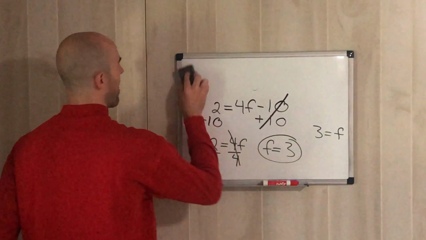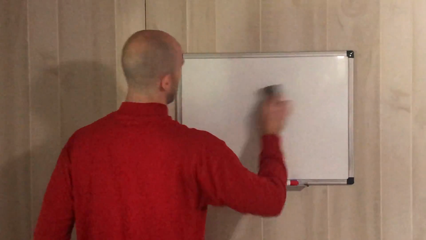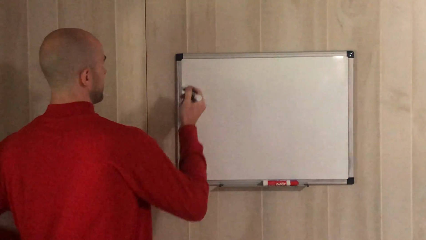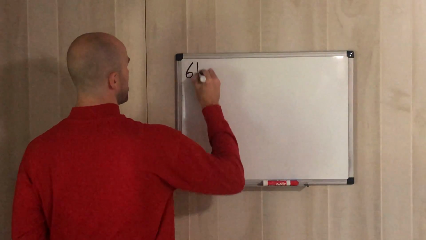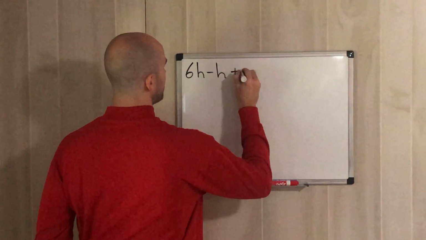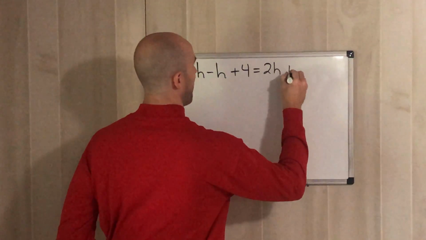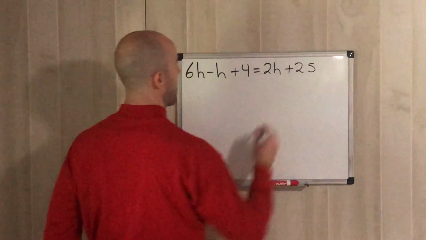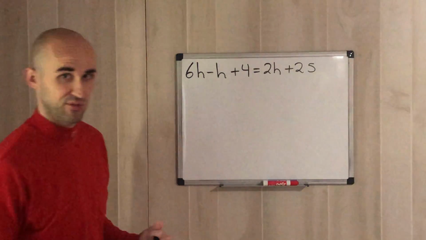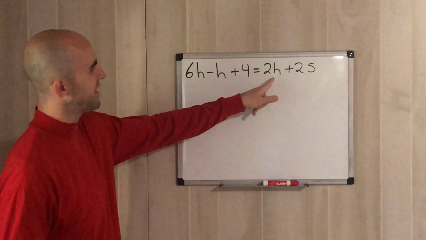And I've got one more problem I want to show you guys, just again, to make sure that you get the difference between seeing variables on different sides and on the same side. Let's do this. Let's say we have 6h minus h, plus 4 equals 2h plus 25. Now here's the thing. You've got 3 variables: you have 6h, you have h, and then you have 2h there.